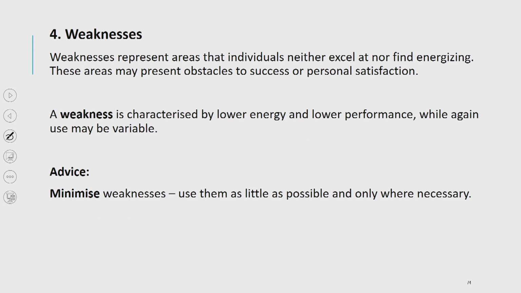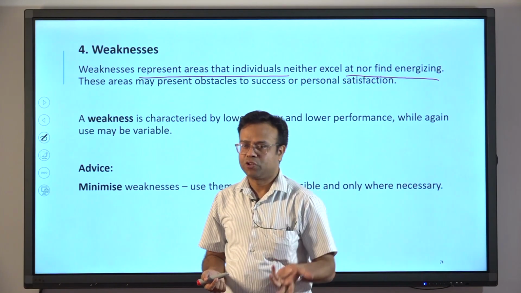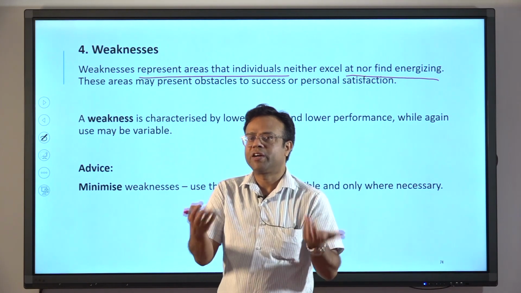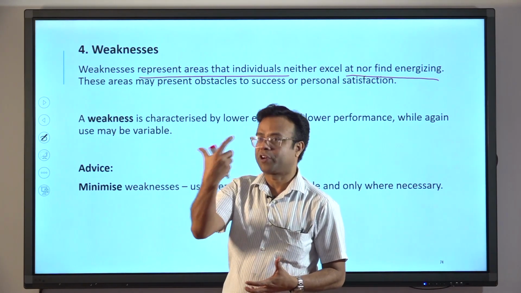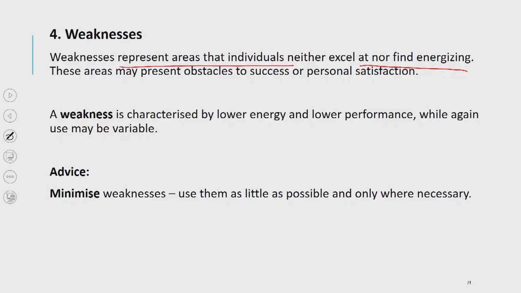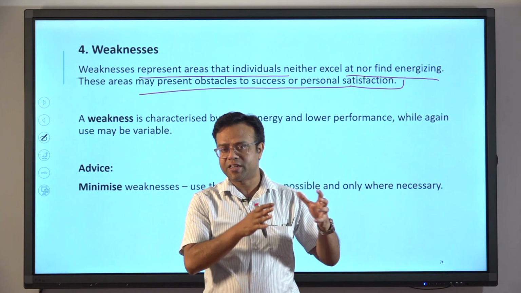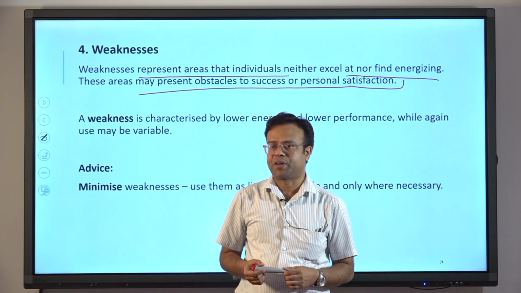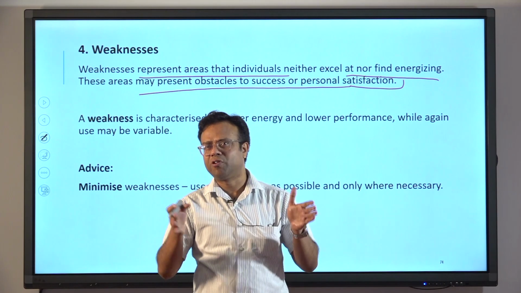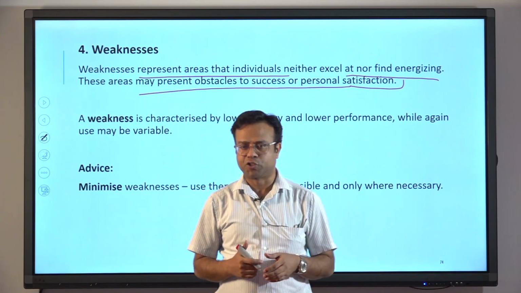The fourth one is the weakness, that means absence of strength here. Weakness represents areas where individuals neither excel nor find energizing. Generally these are areas where you are not good, you don't have skills for them, you don't excel in those things, and obviously when you are not good at it, it will not be energizing, you will not find motivation and energy in doing them. So these areas may present obstacles to success and personal satisfaction. When you have weakness in certain areas, they can be an obstacle to your success and personal satisfaction. You may not be satisfied, they will contribute to dissatisfaction and so on.